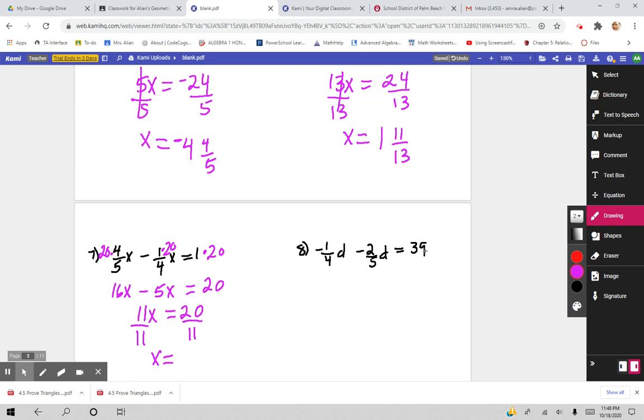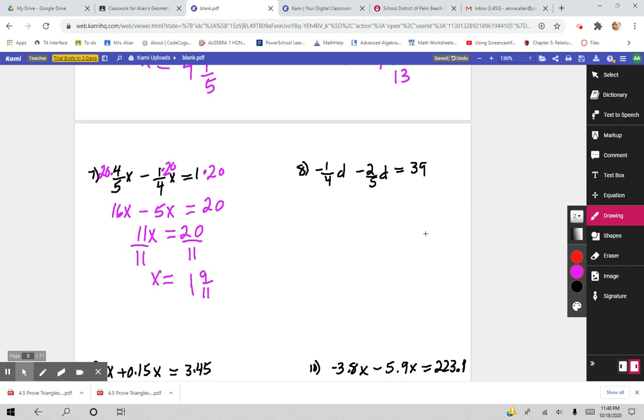Okay, 11 goes into 20 one time. We take 11 from 20. We're still left with 9 over 11. Okay, let's look at number 8. Our least common multiple is the same, 20 again.